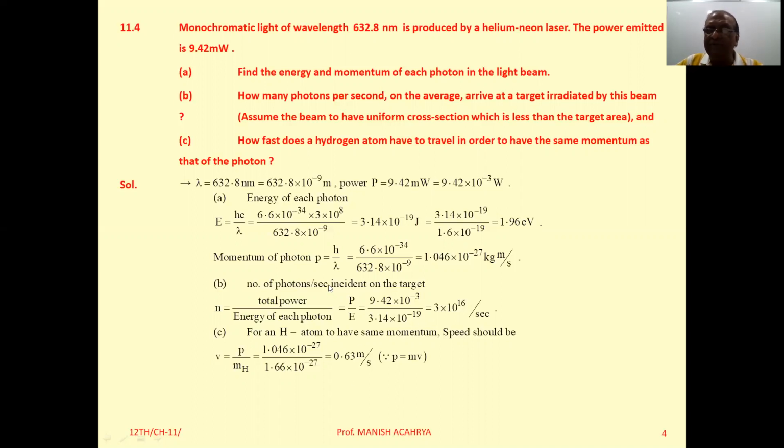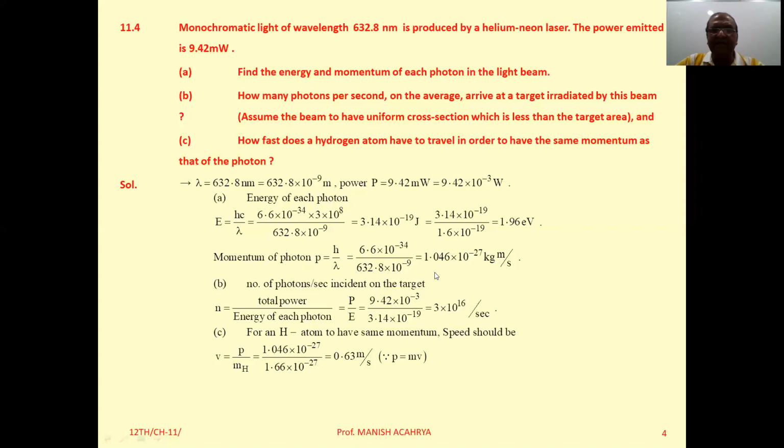So momentum P is equal to h by lambda. h is 6.6 into 10 raised to minus 34, lambda given to you is 632.8 into 10 raised to minus 9. Solve this one, you will get the answer. Then B, how many photons per second on the average arrive at a target irradiated by this beam?